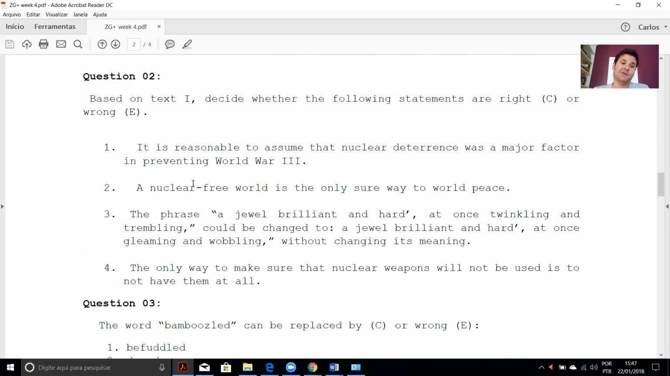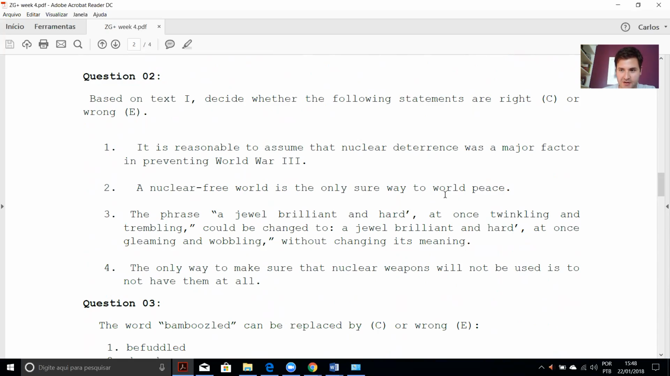This one is incorrect as well, because he doesn't say world peace, which is too broad. Sometimes when they make these very generic endings, it's 90% of the time incorrect. Here they want to make sure that you are paying attention to what the article said textually. And what he says is not that a nuclear-free world is a sure way to world peace. Of course, you can infer that later on, but what he says specifically is that a nuclear-free world is the only sure way that we have that nuclear weapons will not be used. It doesn't say world peace.